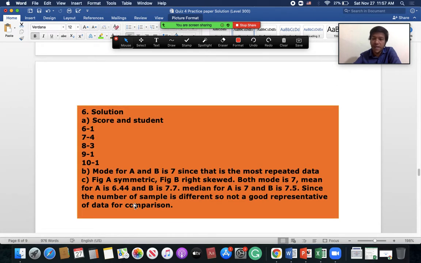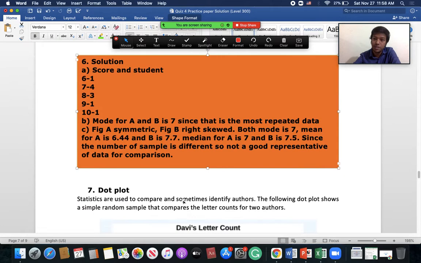And this sentence is also a comparison. Suppose you say that we cannot compare it. That is also a comparison, because the sample is not good. The number of samples is different. So this is also your answer. It's not that you cannot answer it. You already answered it here, because the sample size is different. So you know that if the sample size is different, then we cannot compare it.